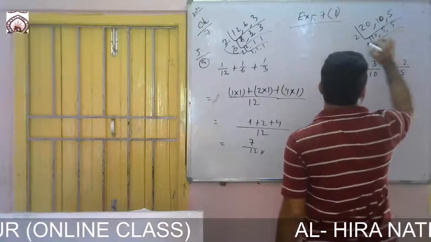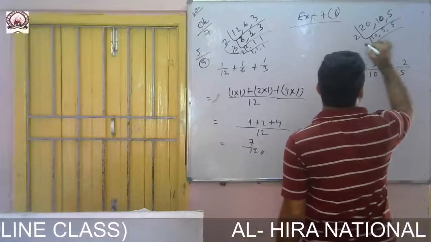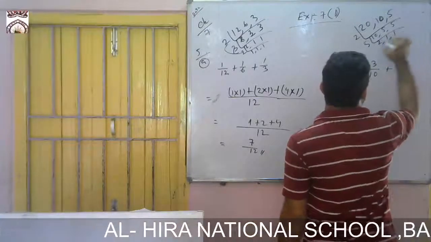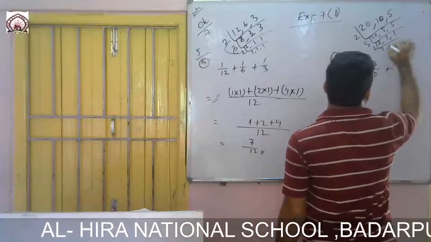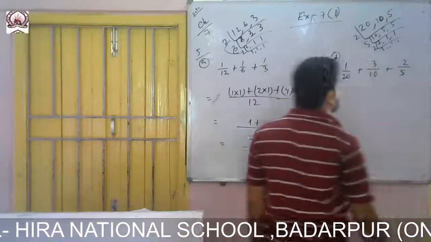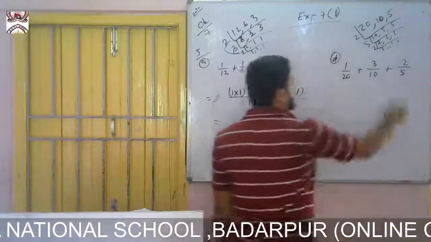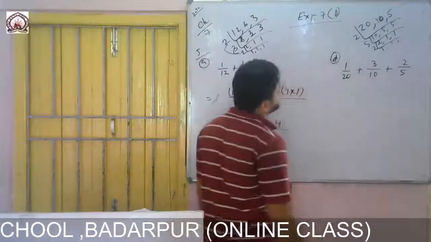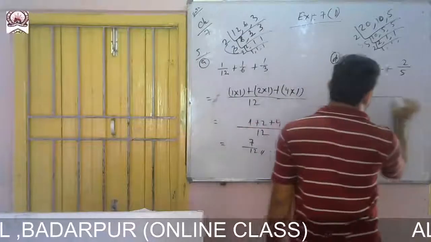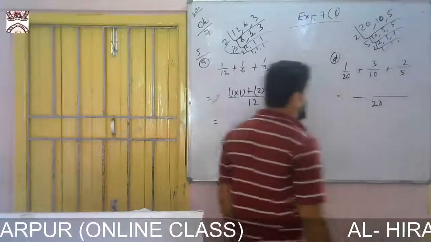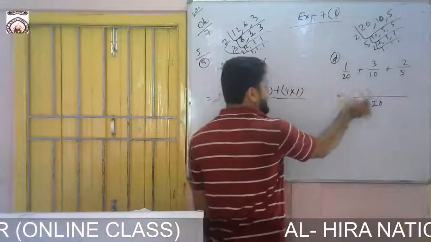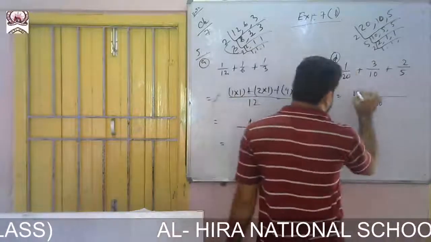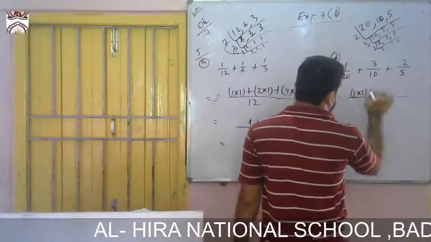Because I cannot divide 5 by 2. Now again with 5 I can divide all. 5 2s are 10, 5 1s are 5, 5 1s are 5. Now again with 2 I can divide. So at last what we got? 1. So 5 2s are 10, 10 2s are 20. So we are getting 20 as the LCM. Now divide 20 by 20, then we are getting 1. So 1 into this numerator 1, 1 into 1. Okay. Then what?